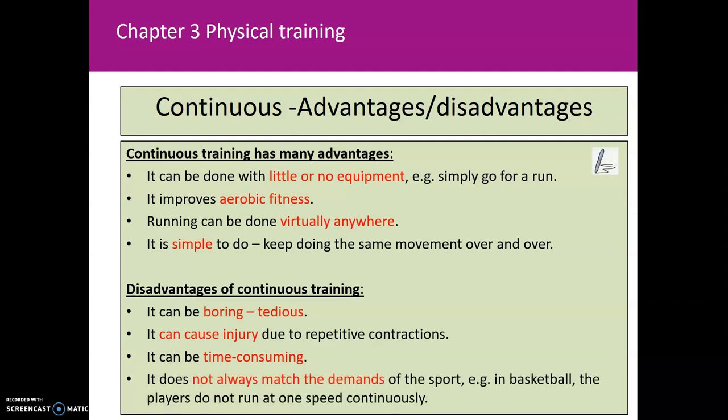And then finally, it might not always match the demands of the sport. If we're trying to improve our cardiovascular fitness, but we're actually playing basketball, where it's high intensity followed by periods of rest, followed by high intensity again, that might not match the specific demands of that sport. So we've got to be aware of that.